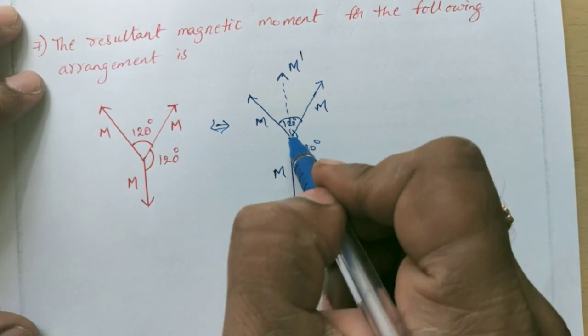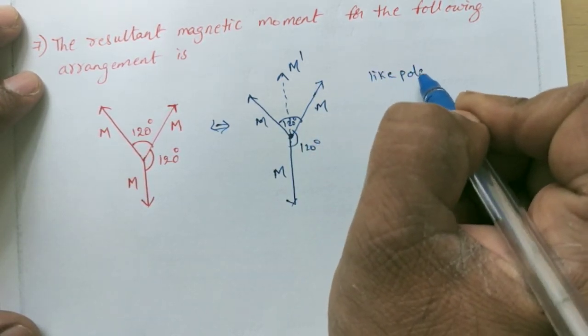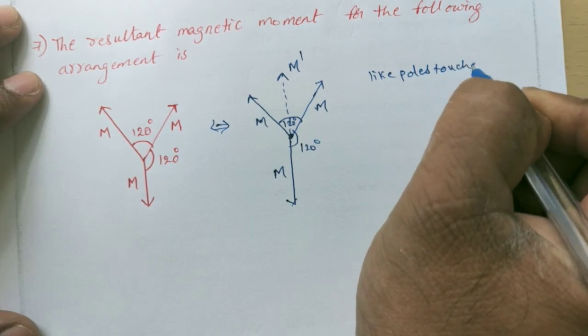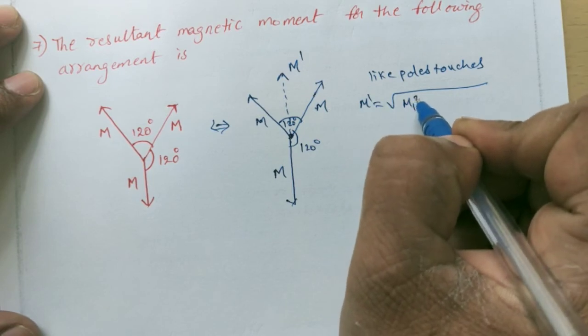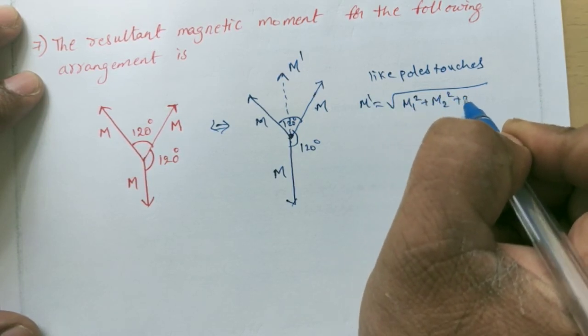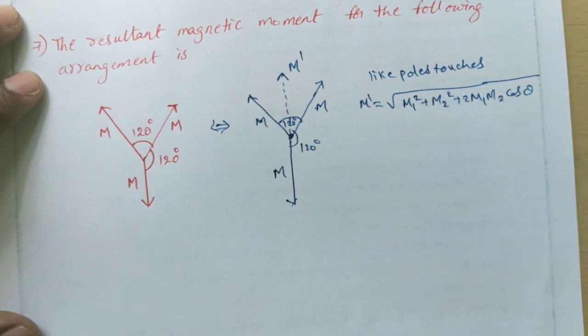Here like poles touch. For like poles touching, we have the formula: m dash is equal to root over m1 square plus m2 square plus 2 m1 m2 cos theta. That is the standard formula, students.